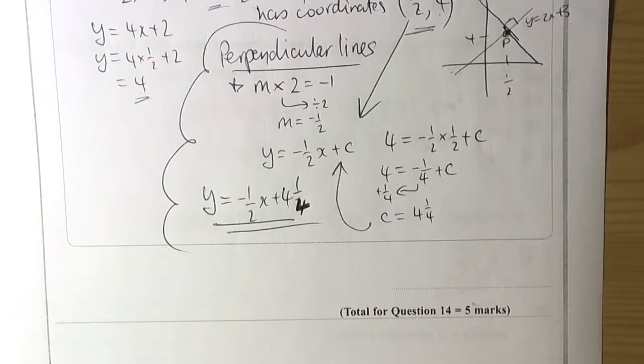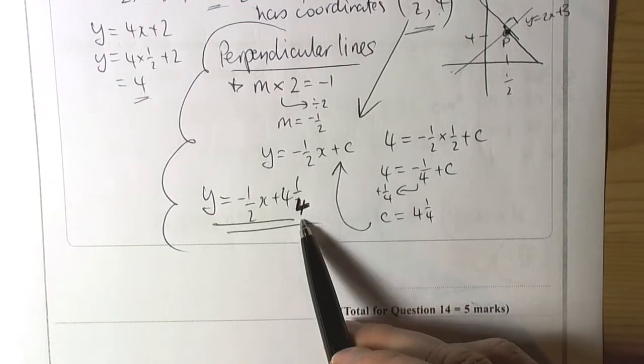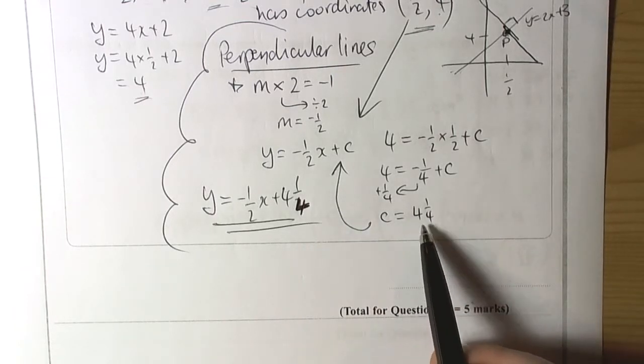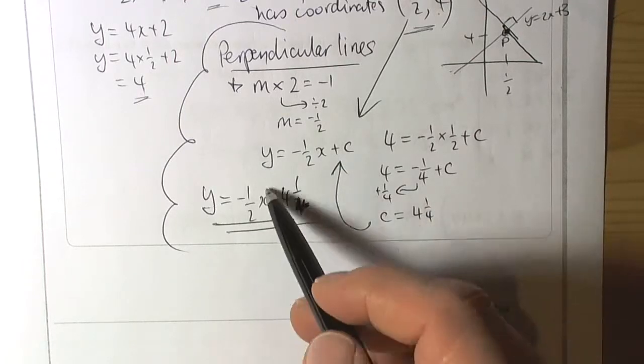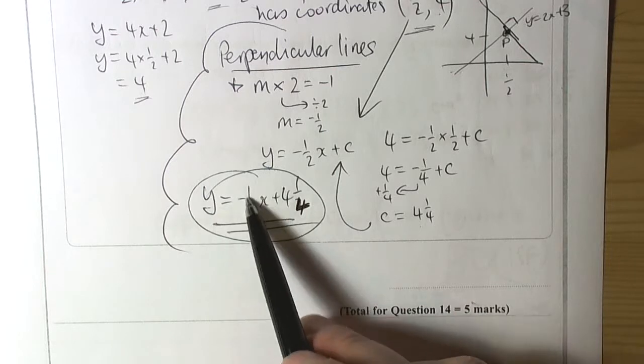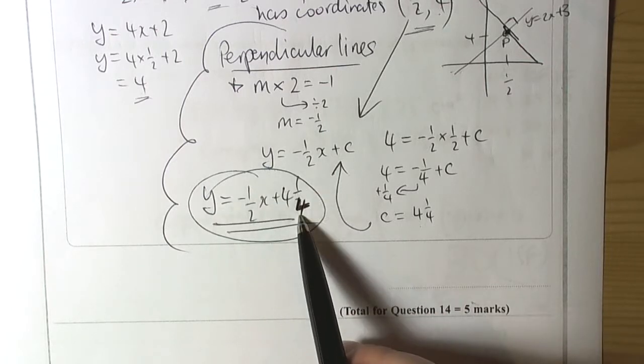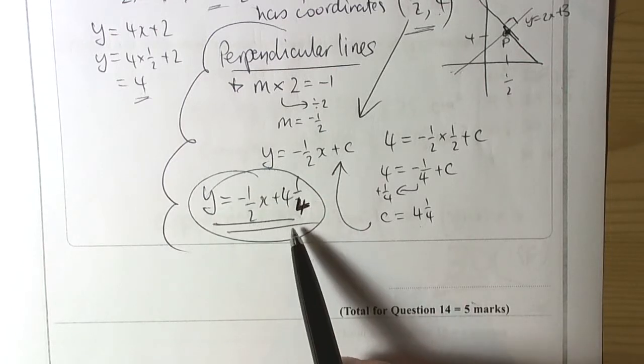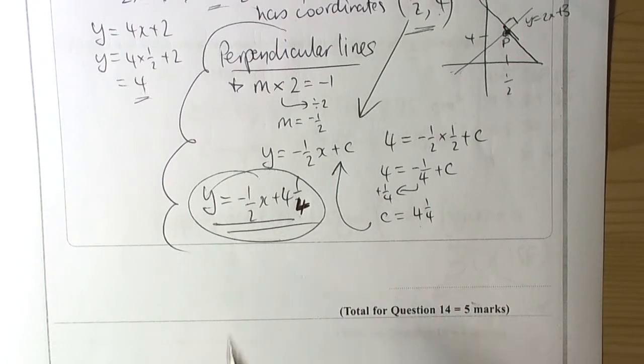Okay, just a slight additional change to the end of this question. I transferred across 4.5, but we found out the c value was 4 and a quarter. So the final answer for question 14 should be y equals negative a half x plus 4 and a quarter, not 4.5 as I wrote in my original bit. So that's just a quick amendment.